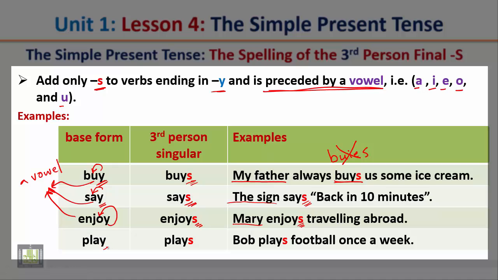Play. Play ends in y, and this y is preceded by a, and the letter a is a vowel, so keep the y and add s only. Bob plays football once a week. Bob is a singular noun, so we need to add s to the verb. So if the letter y is preceded by a vowel, keep the y and add only s to the verb in the third person singular.